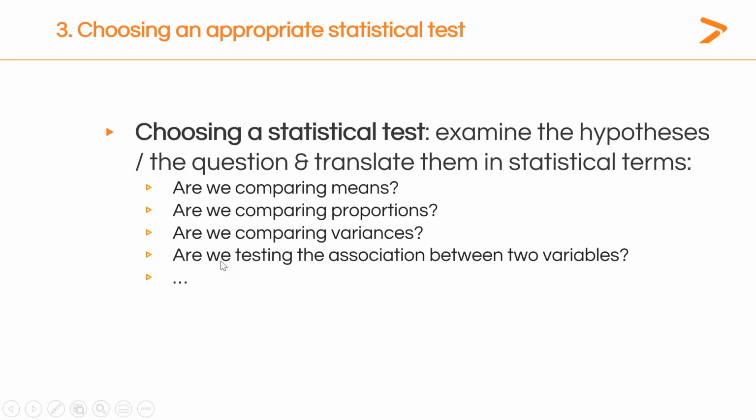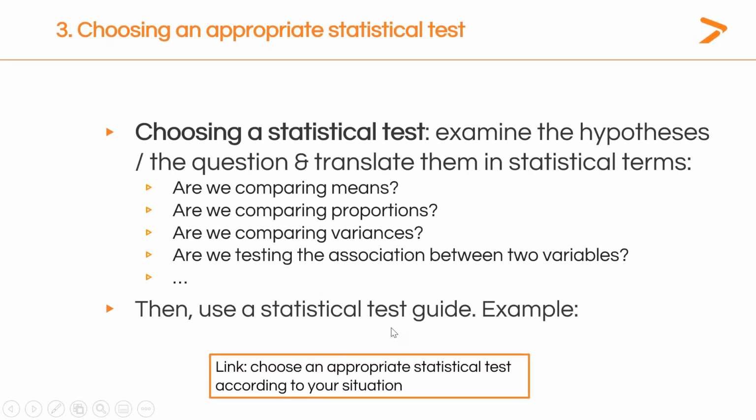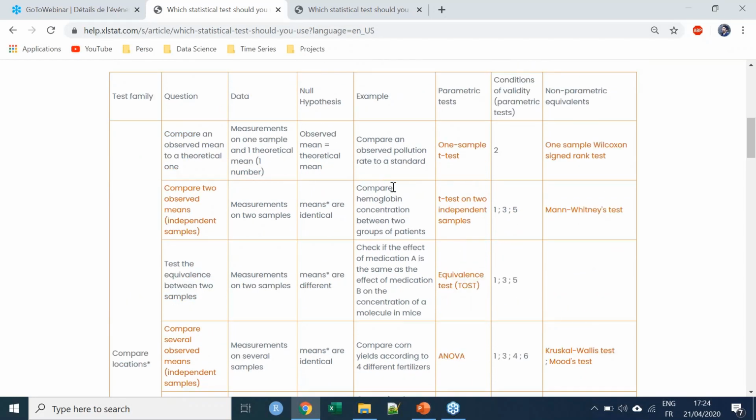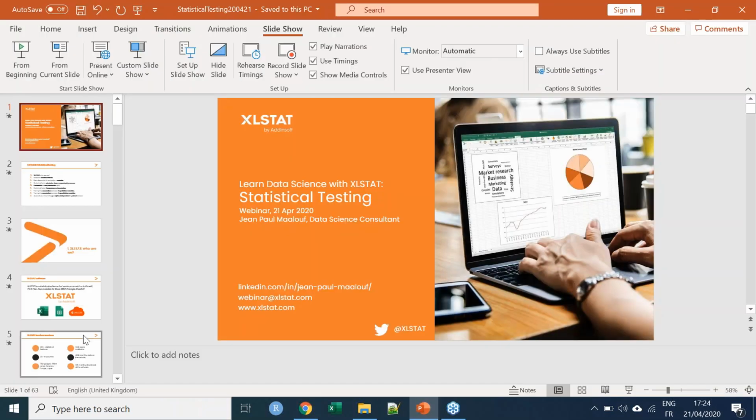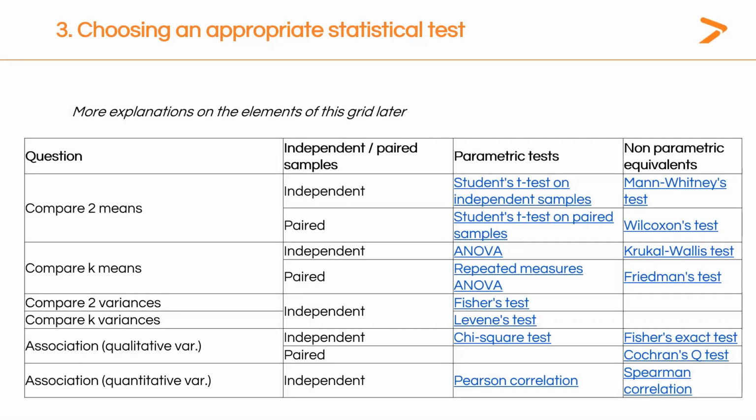Starting from this, if you don't really have experience in statistical testing, you can use statistical test guides. For instance, one which is right here. This is a list of statistical tests you can use based on the question you are asking and the null hypothesis. So don't hesitate to use this grid to choose the appropriate test. I have included in your PDF a small version of this grid that includes very commonly used tests. If you look at the question here, you can already recognize our problem. We are comparing two means.